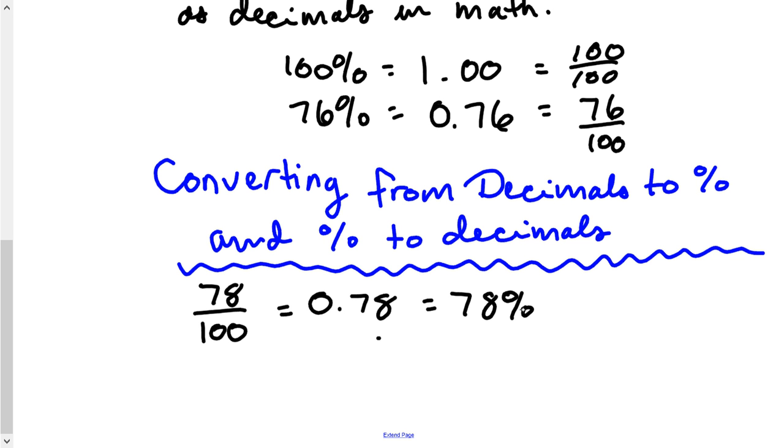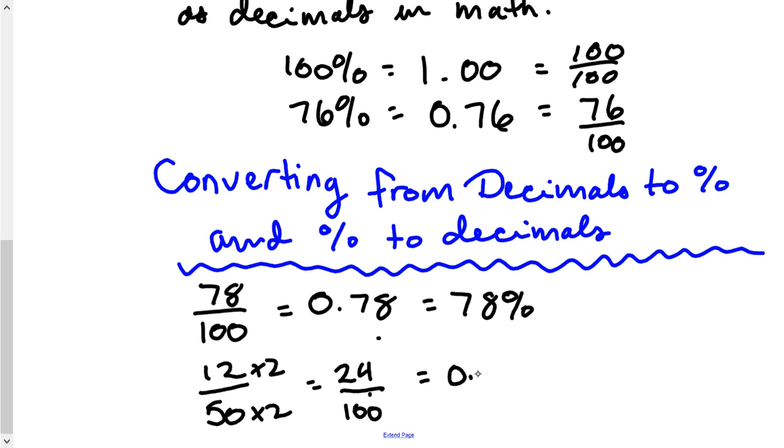If we have a fraction where it multiplies to 100, so let's say like 12 out of 50, we multiply this by 2 and this by 2, it's 24 over 100, 0.24, 24%.